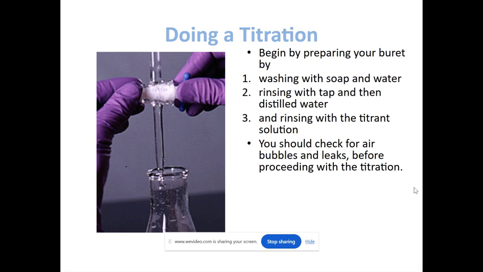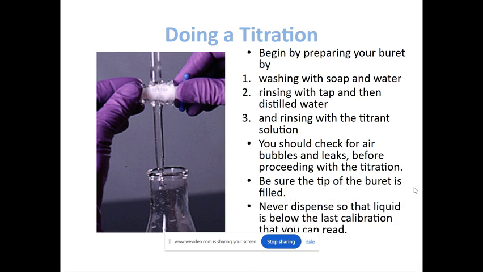Okay, and we'll be checking for air bubbles and leaks before proceeding with the titration. So if you see anything amiss with your burette, like something looks leaky or bubbles don't go away, then you let me know. We can give you a different one. Okay, and then be sure the tip of the burette is filled, and then you never dispense all the way down to the end of the burette. You don't want to completely empty out your burette and still not reach your end point.